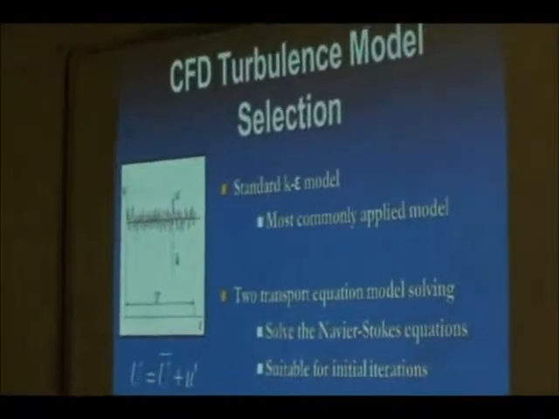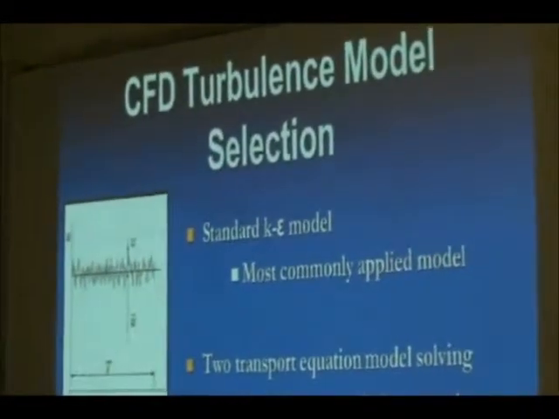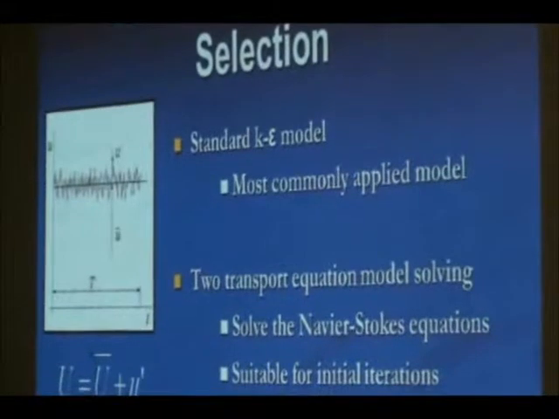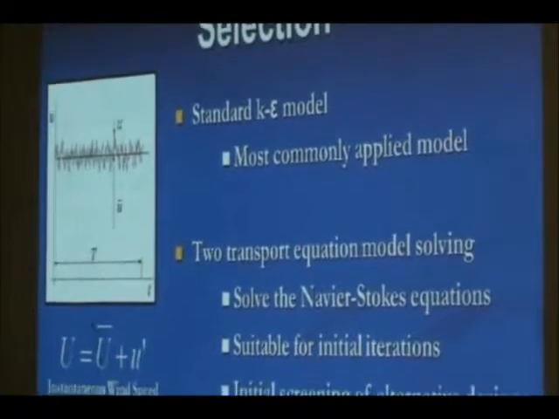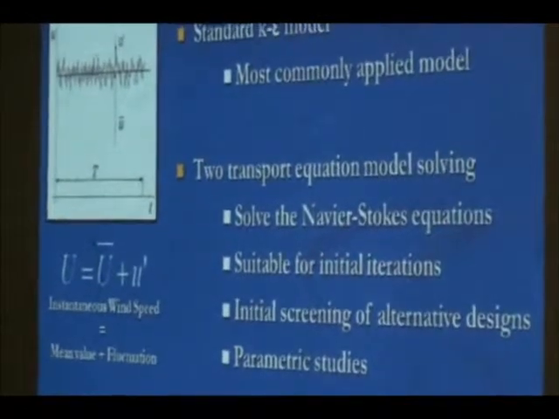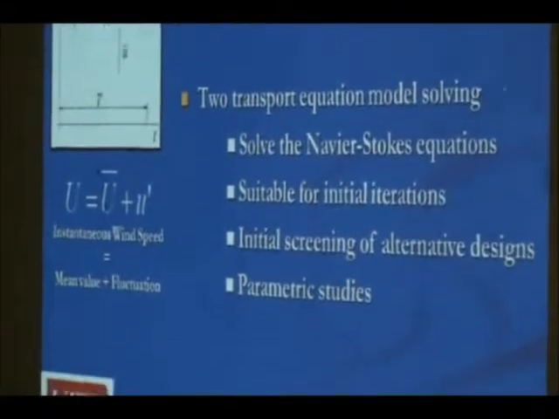So we've selected the standard k-epsilon model, which is the most commonly applied model. It allows for two transport equation model solving. It's suitable for initial iterations, and it allows for parametric studies.